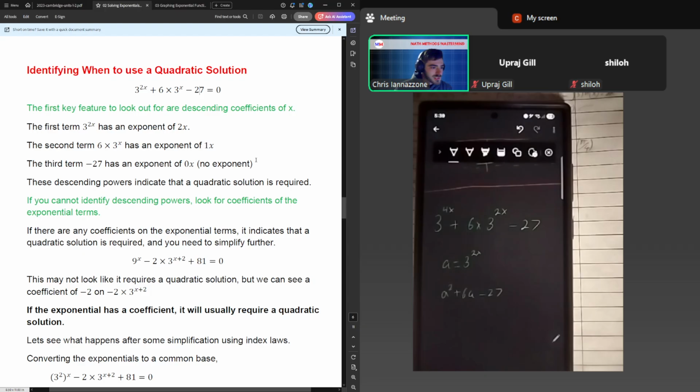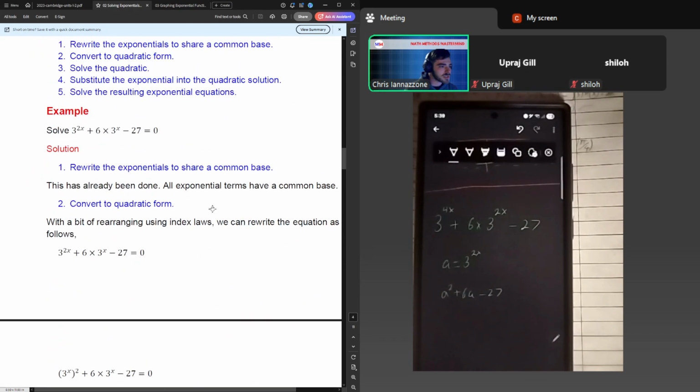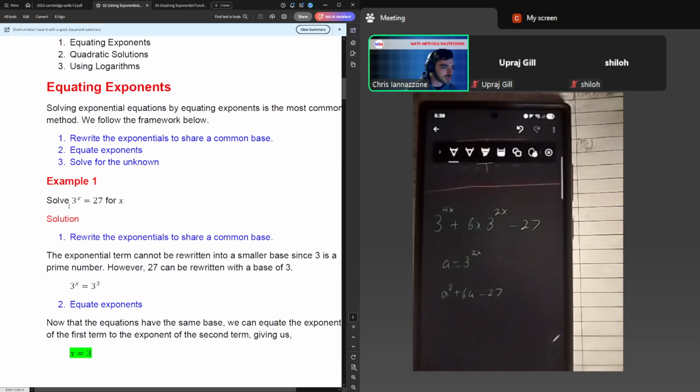If for whatever reason you can't identify that you have those, the next thing you could look for is just coefficients on the exponential terms. So we had like 6 times 3 to the x. This one's -2 times 3 to the x plus 2. Right, anytime you have a coefficient on there, it's pretty likely that you can't use the equating exponents approach.